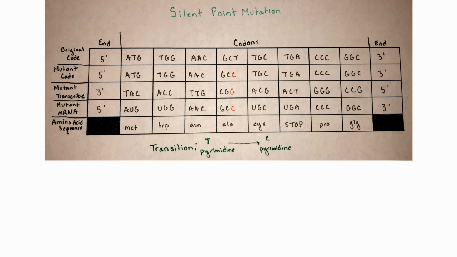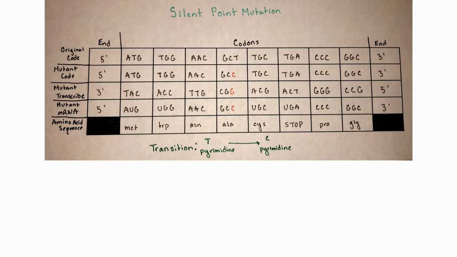A silent point mutation is when a base changes in the coding strand, but still codes for the same amino acid in the amino acid sequence. The differences caused by the mutation are shown in red, but as you can see, the amino acid sequence doesn't change from the unmutated sequence.